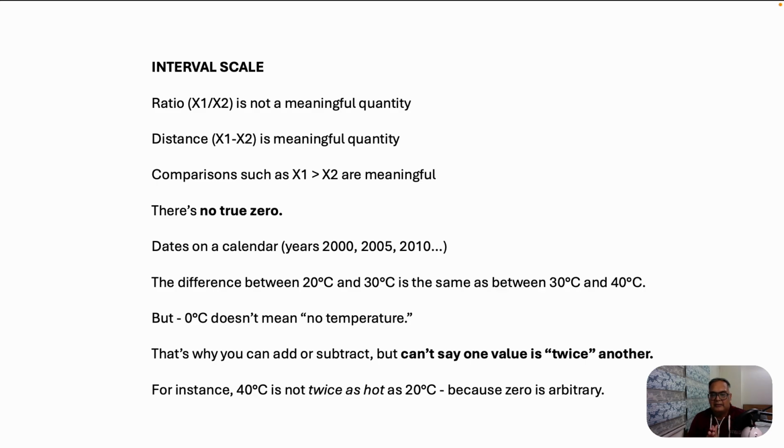Again, 0 degrees Celsius does not mean no temperature. It means a zero temperature, so there is no true zero. That is why you can add or subtract, but you can't say one value is twice another. Ratio is not a meaningful quantity. 40 degrees Celsius is not twice as hot as 20 degrees Celsius because 0 is arbitrary. So in an interval scale, both distance and comparisons are meaningful, but the ratio is not a meaningful quantity.